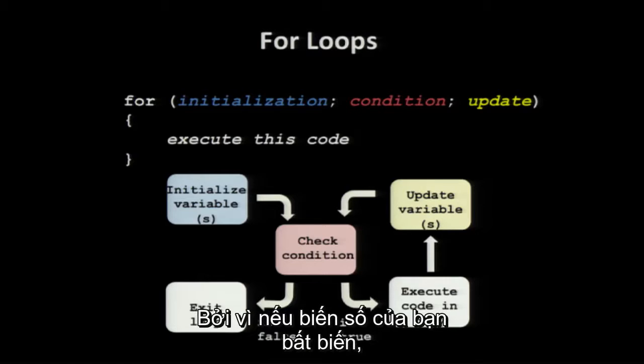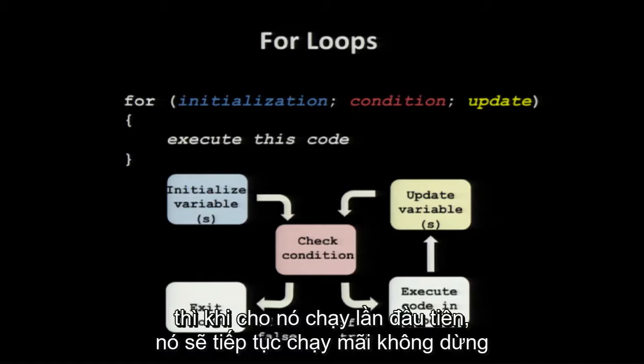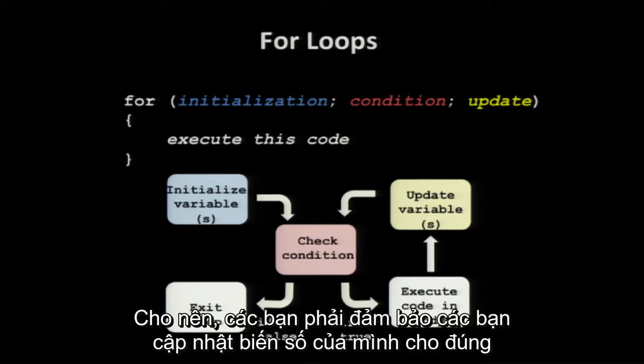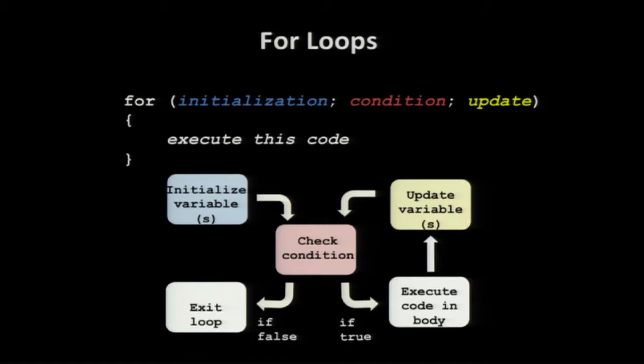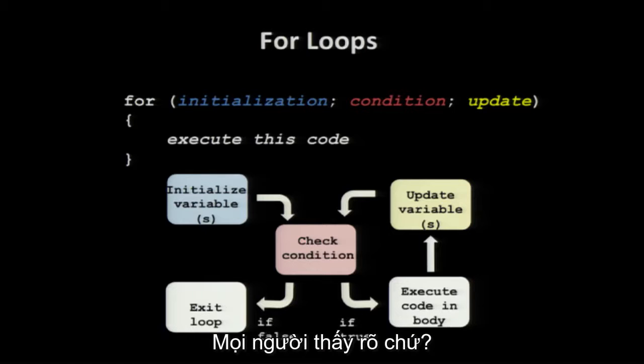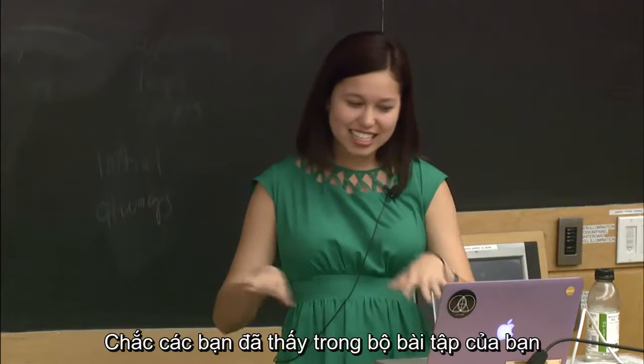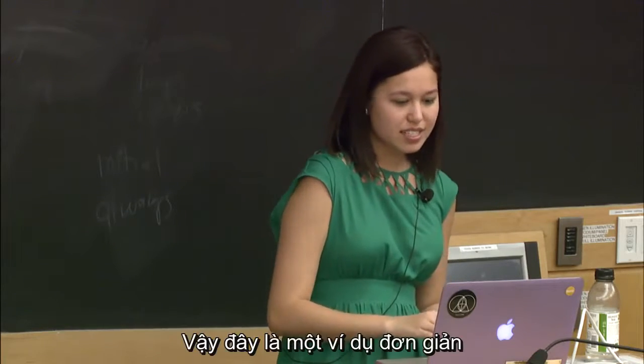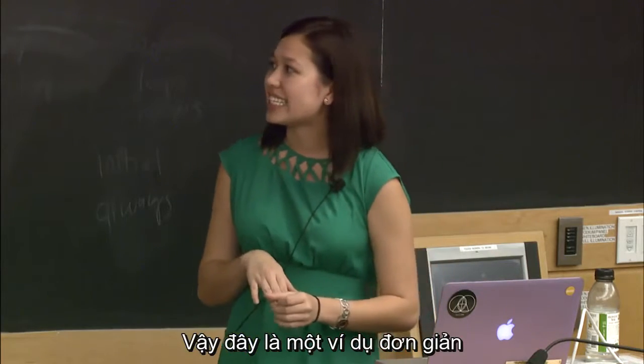Because if you just have a static variable, if it executes the first time, it's just going to execute infinitely. So you have to make sure you update your variable properly. And then we also have a visual representation there. Everyone good? For loops? You should have seen these in your PSET. Cool.